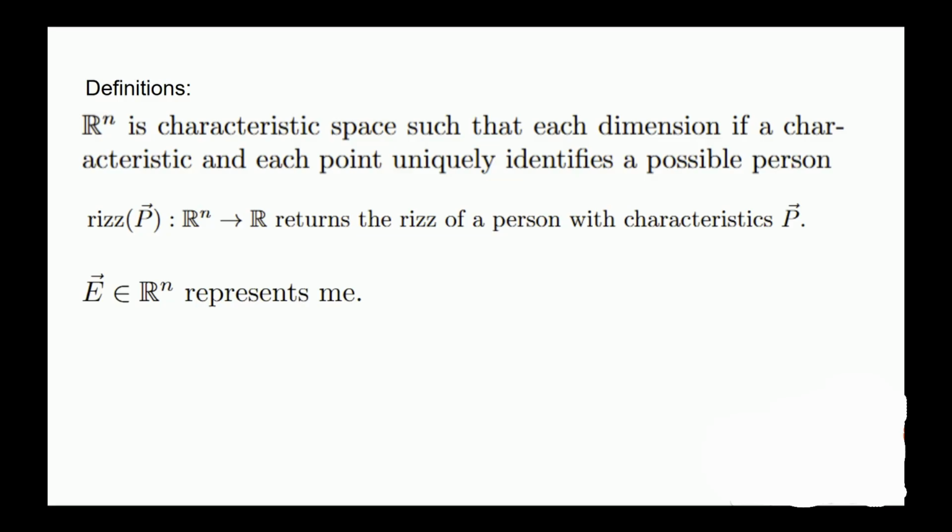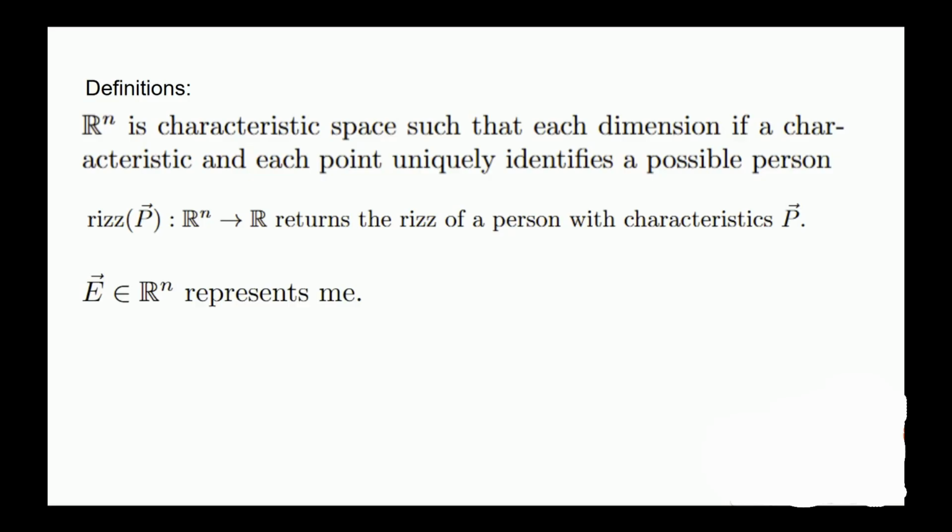Next, we'll define Rizz of p to be a function that takes as an input a point in this really high dimensional characteristic space and returns the Rizz of someone with those characteristics. Again, such a function would have to be extremely complicated, and finding all the parameters would be an impossible undertaking. But the elegance of the proof is that we don't need to know the function, merely that it exists.